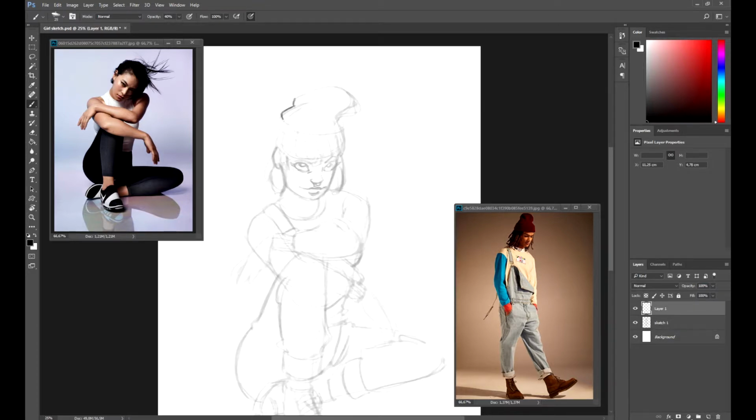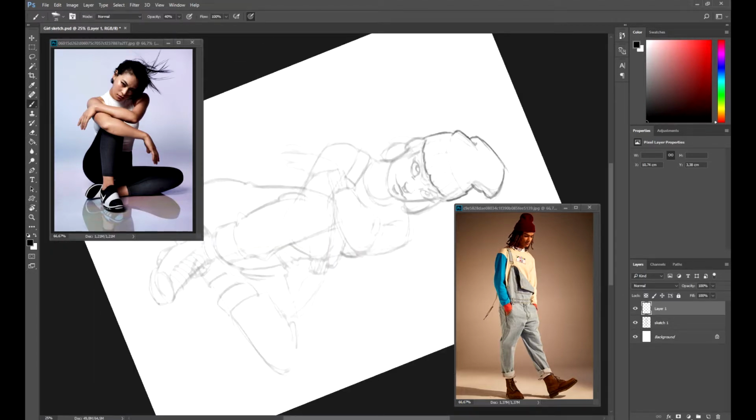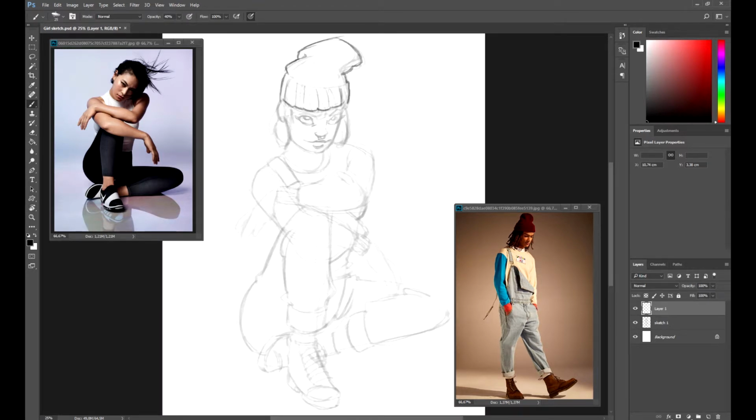After finishing the main sketch, we are going to do the same as before. Create a new layer, reduce the opacity of the previous layer, and outline, trying to add volumes, highlight details, and perfecting the results until it's ready for being inked.